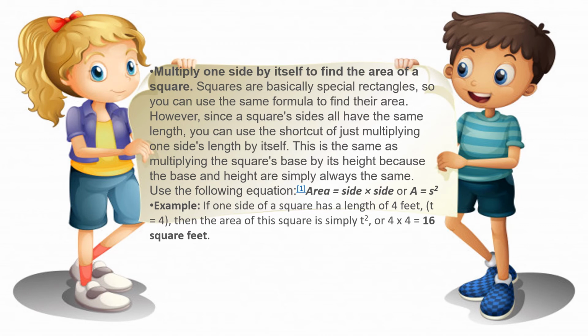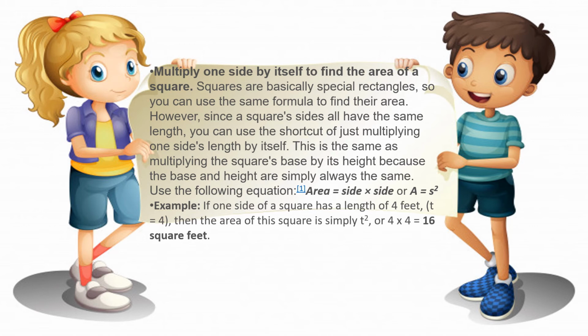All you have to do is multiply one side by itself to find the area of a square. Squares are basically special rectangles, so you can use the same formula to find their area. However, since the square's sides all have the same length, you can use the shortcut of just multiplying one side length by itself. This is the same as multiplying the square's base by its height, because the base and the height are always the same.